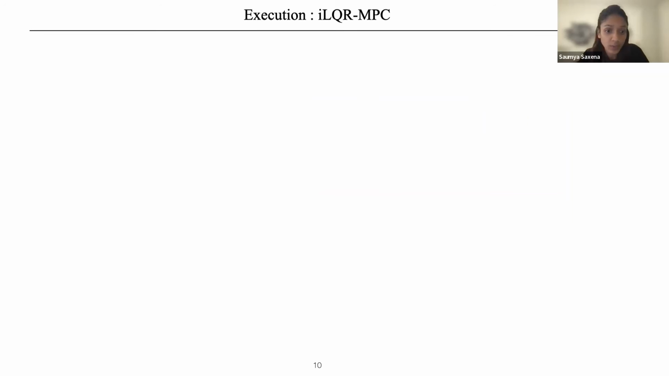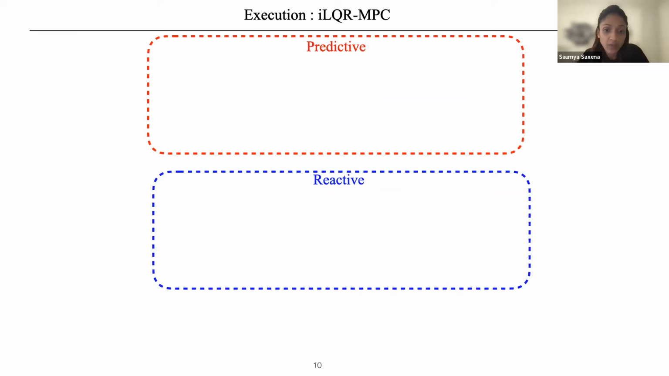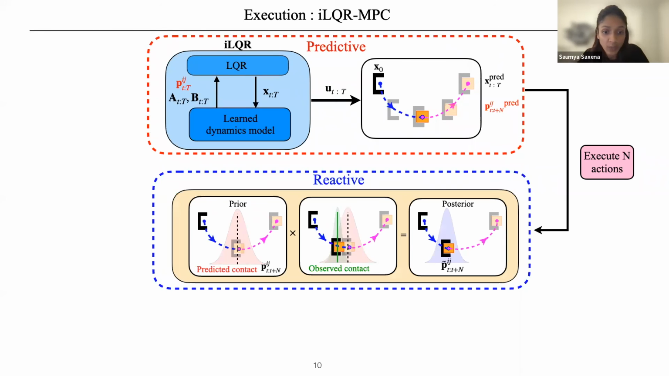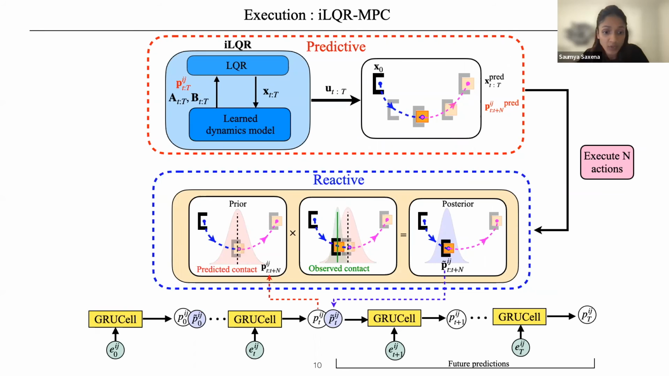To make our controller robust to unanticipated contact events, we use MPC to combine our predictive controller with a reactive control scheme. In the predictive component, the learned model and policy are used to predict the robot trajectory and anticipated contacts using ILQR. During execution, the observed contacts are used to evaluate a posterior over the edge activations by using the predicted edge probabilities as the prior. Since the GRU aggregates past information for future rollouts, this posterior can be used to update future predictions, which are then used for replanning. This makes the execution scheme more reactive to unanticipated contact events.